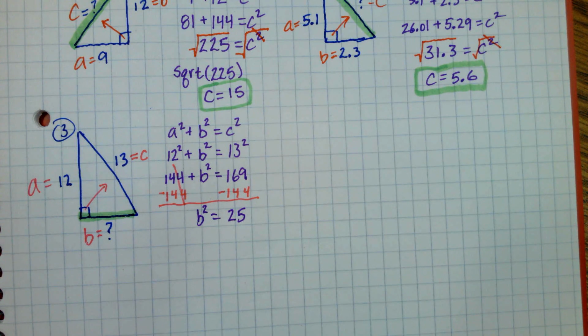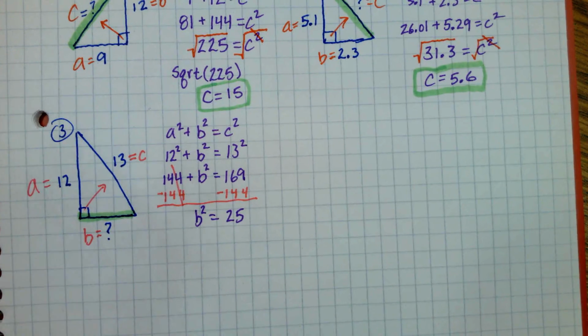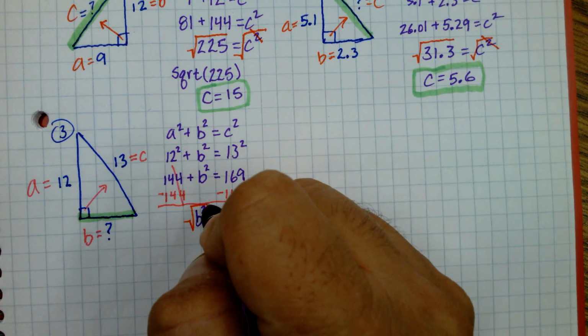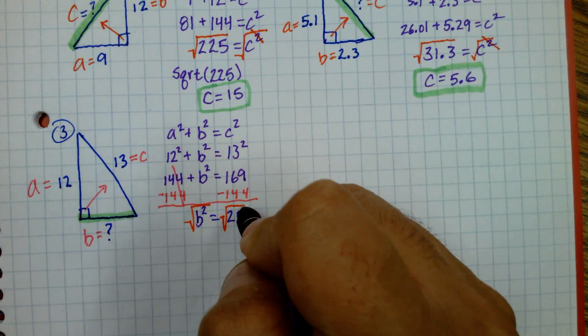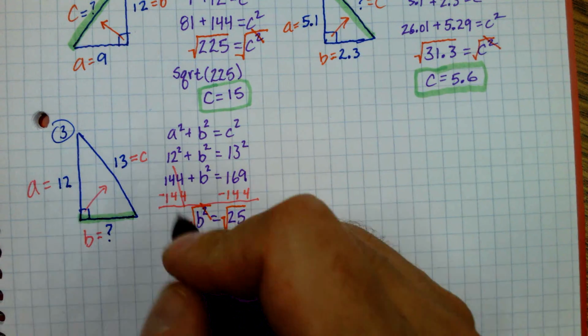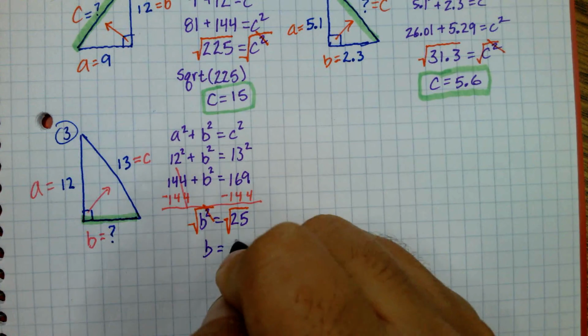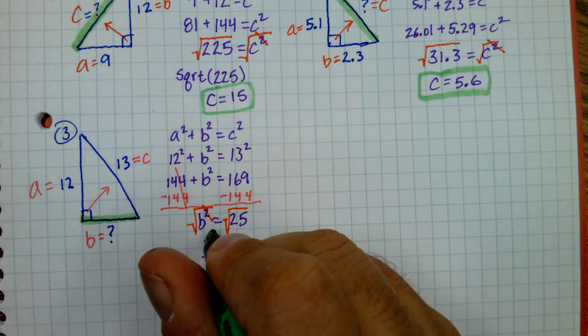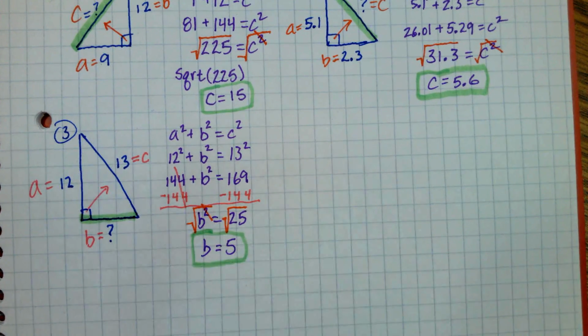And now the thing is, we don't want B squared. We want to know the length here, which is 5. The square root of. Square rooting it will cancel the squaring, and you get 5. So B equals 5. 5 inches, 5 yards, 5 miles, whatever units we're measuring in. Any questions? All right.